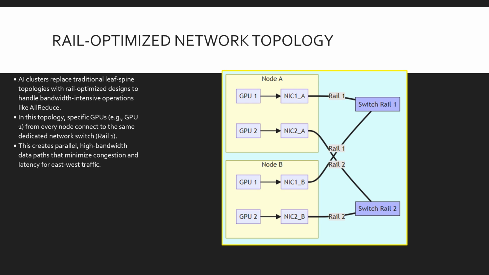What did we learn? We learned that cabling isn't arbitrary. It follows the GPU architecture. The important point is that rail optimization aligns physical cabling with AI communication patterns to maximize throughput.